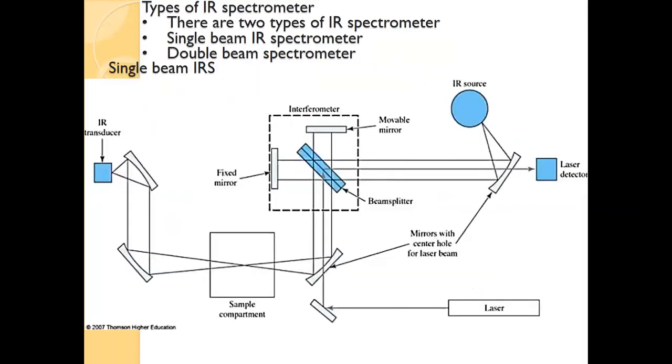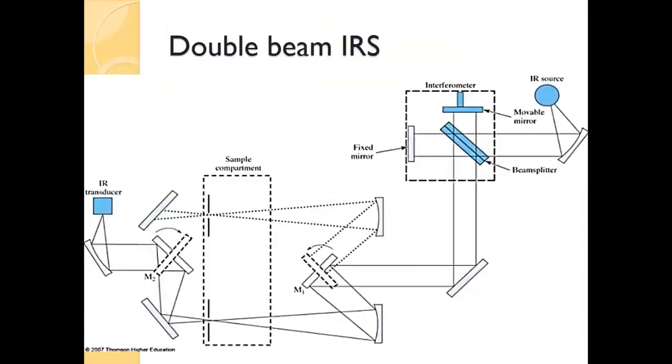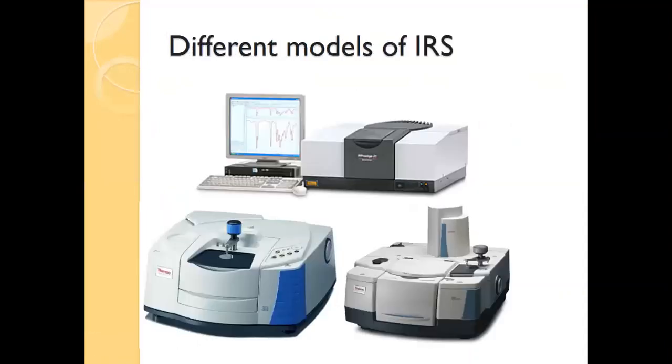There are two types of IR spectrometer: single beam IR spectrometer and double beam IR spectrometer. Here you can see the image of a single beam IR spectrometer. And here is a double beam IR spectrometer. This is different.